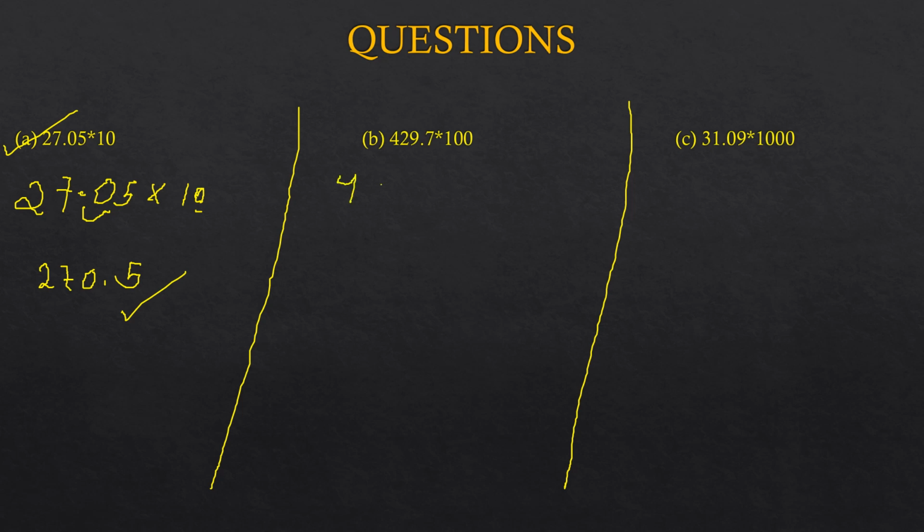Right? So we are having 429.7 multiplied by 100. In 100 we are having 2 zeros, therefore we will shift the decimal point by 2 places, but here we are only having 1 decimal place, so we will insert a 0 here. Now we are having 2 decimal places, now we can shift this decimal point by 2 places. Okay, so the number we will get after multiplication will be 42970.